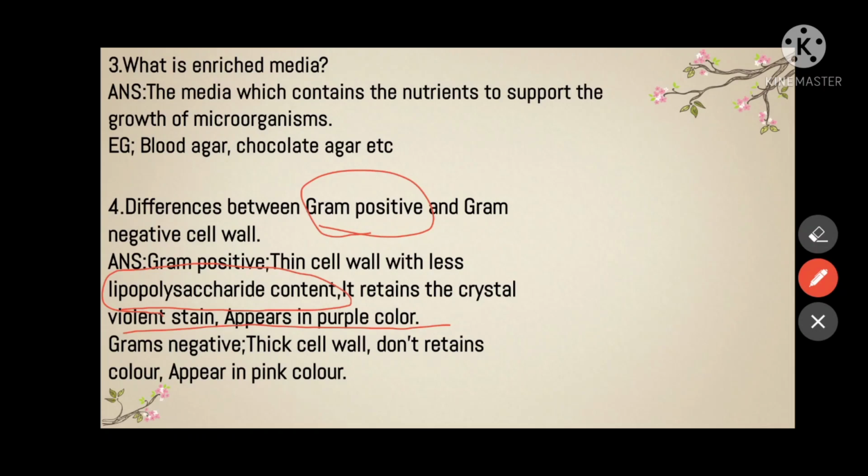In gram negative, the cell wall is thin, it does not retain color, and appears pink in color, and it has a high amount of lipopolysaccharide content. You read that also. Clear?